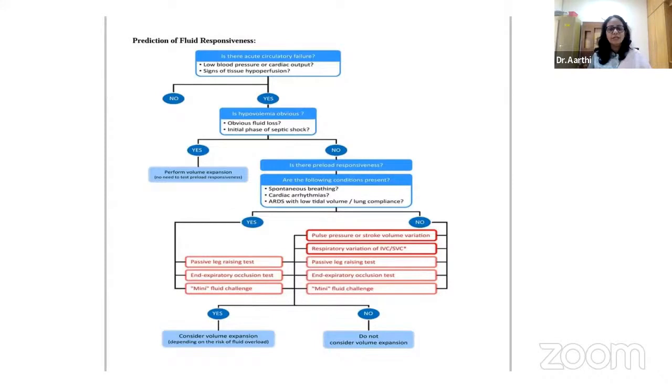If not, then we can assess the pulse pressure or stroke volume variation using arterial monitors like FloTrac, and respiratory variations of the IVC and SVC can be assessed using echo. Passive leg raise, expiratory occlusion tests and mini fluid challenges can all be utilized in those scenarios. When the patient is spontaneously breathing, has cardiac arrhythmias, or has been ventilated with low tidal volumes, which normally happens in most critically ill patients, then we have a few other parameters: the passive leg raise test, end expiratory occlusion test and mini fluid challenges.